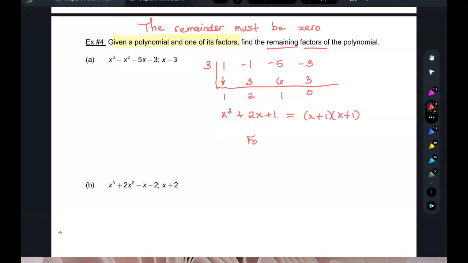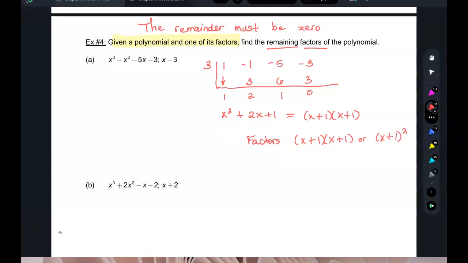What did we get? X squared plus 2x. Oh yeah. Wait, if it's the same factor for the other factor, can you just do x squared? Yeah, you should do x plus 1 squared. Yeah, so I didn't want to give the answer. Did we get 0 for the remainder?